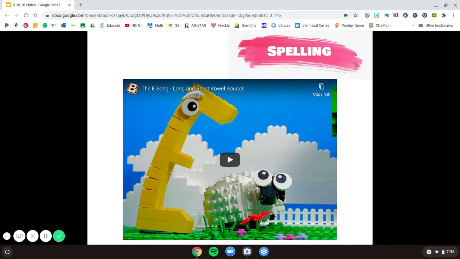So this week for spelling, we're working on long and short E. Last week we did long and short A. And you might remember that the long A says its name and the short A says its sound. Long E is the same. Long E is going to sound like an E, and short E is going to sound like the E in egg.